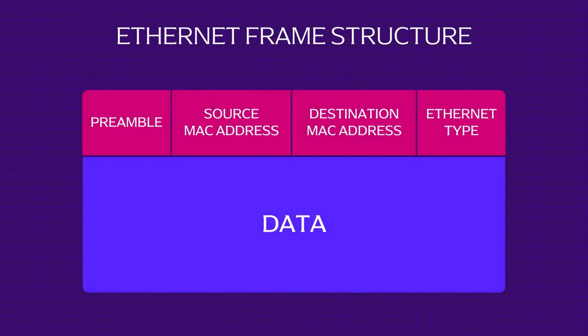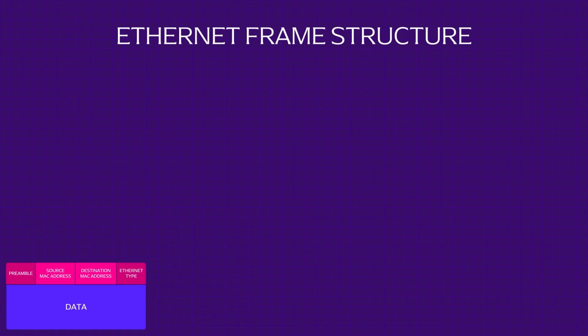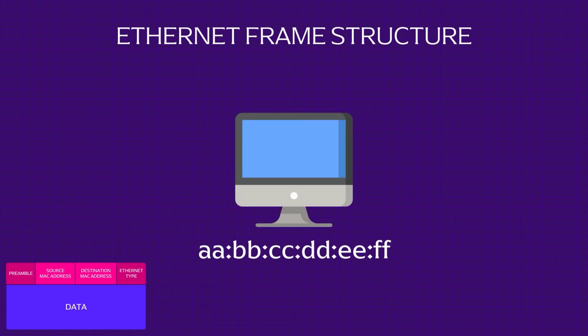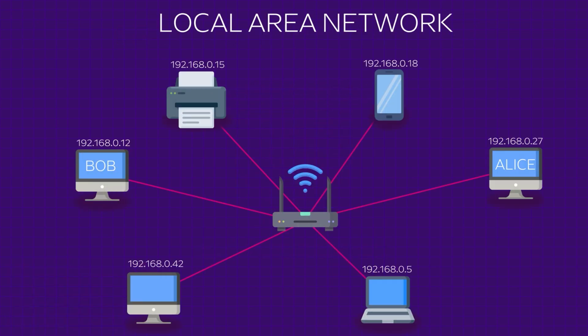Let's take a closer look at this frame. You will not find any IP addresses or ports at all. Instead, you'll see something completely different: source MAC address and destination MAC address. You can think of a MAC address as a unique ID for a device, and unlike IPs, they usually don't change.